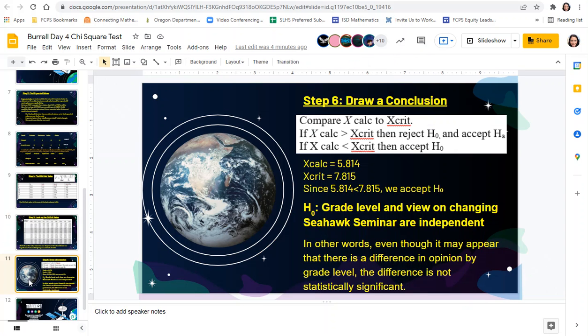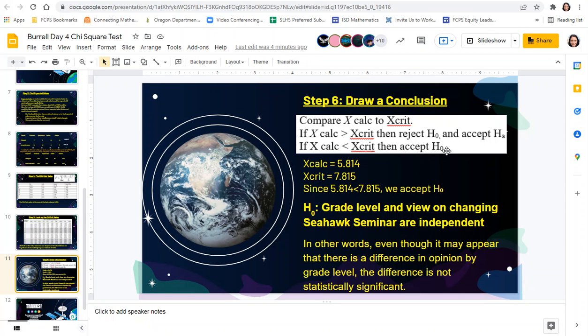All right, and then we draw a conclusion. If your calculation is greater than your critical value, then you'll reject the null hypothesis and accept the alternative hypothesis. If your calculation is less than the critical value, you accept the null hypothesis.